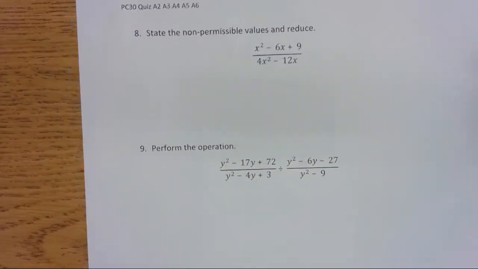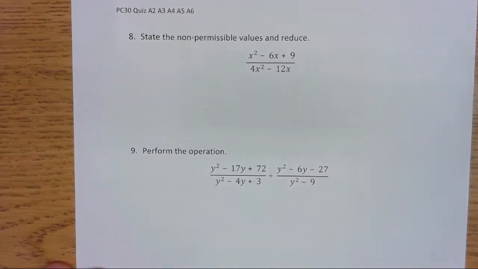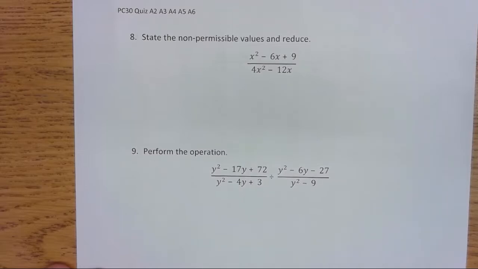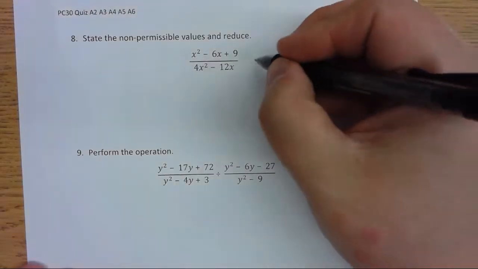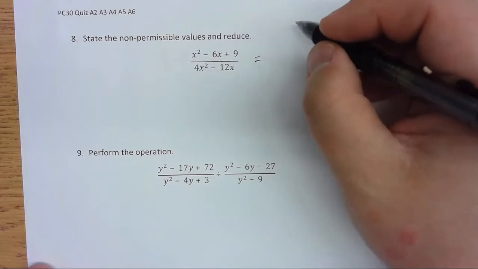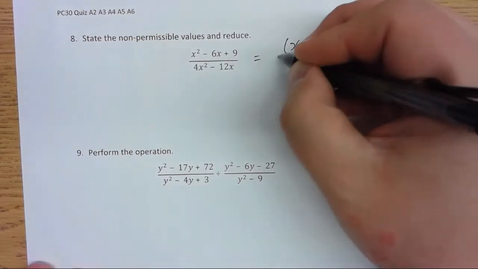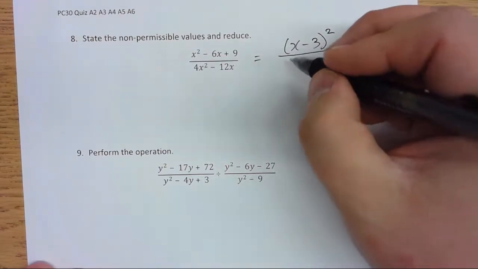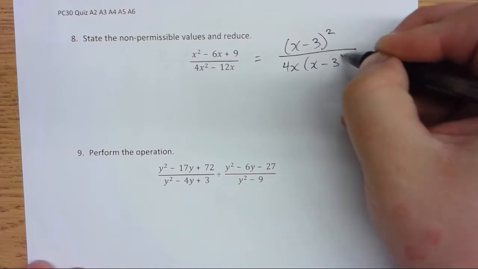Now we move on to our rationals unit. And first thing, all we have to do with this thing is figure out what the non-permissible values are. And the first thing to do when you're doing that is to factor. So I can factor the top too while I'm at it, which is that. And I can factor the bottom, which is 4x and x minus 3.